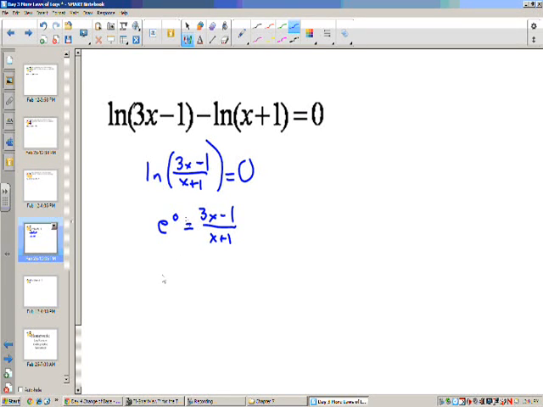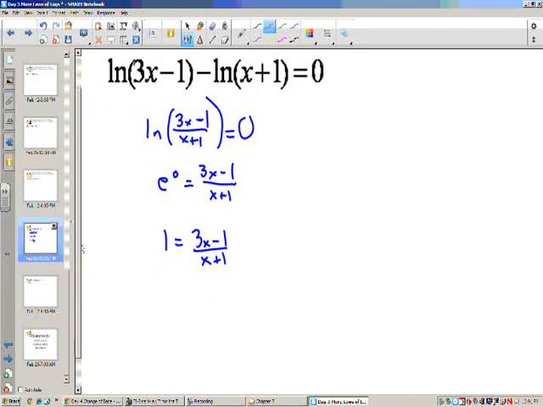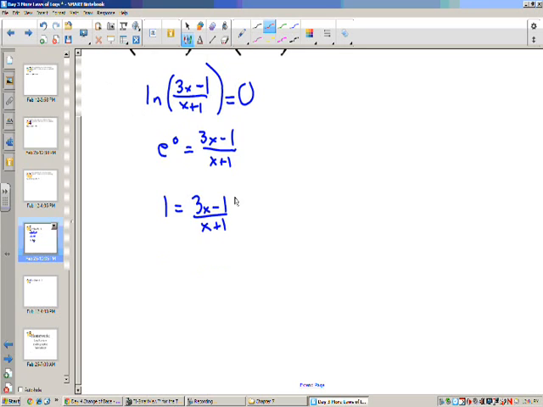e to the 0 is 1. So now we just have to solve this equation for x, which requires a little bit of algebraic knowledge. To get rid of this denominator, we multiply by x plus 1 on both sides, leaving these two to divide to equal 1. So I have 3x minus 1. If I distribute the 1 over the parentheses, it's just going to be x plus 1.